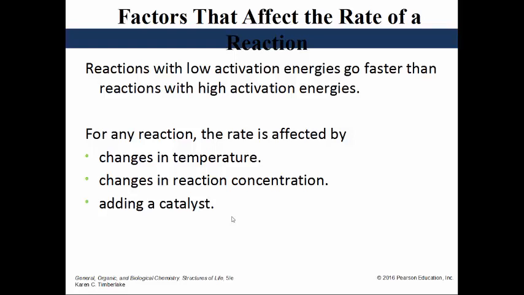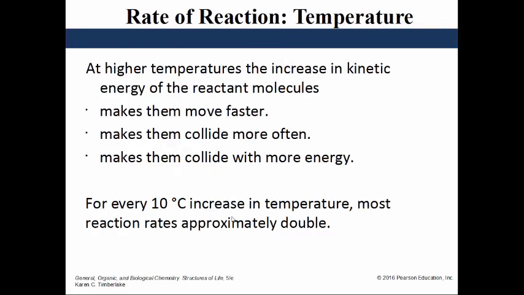For any reaction, there are three main factors that can affect its overall rate: a change in temperature, a change in reaction concentration, and also adding a catalyst. The first one we'll talk about is temperature and how it has a role with the rate of reaction. At higher temperatures, the reactant molecules will be hitting each other more frequently because they're moving much faster. So if you have particles moving faster, they're going to hit each other harder and with more energy. An increase in temperature will cause a reaction to happen faster because you have an increased kinetic energy. And for every 10 degrees Celsius of increase in temperature, the reaction rate will approximately double.